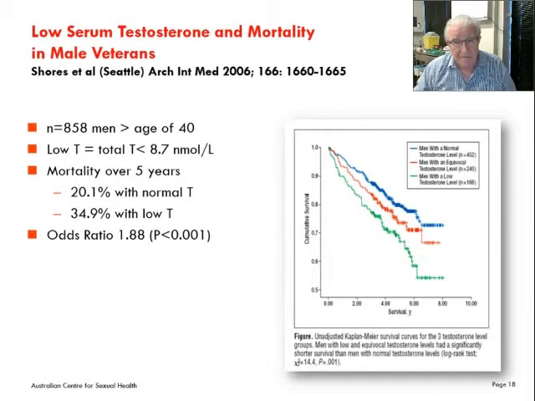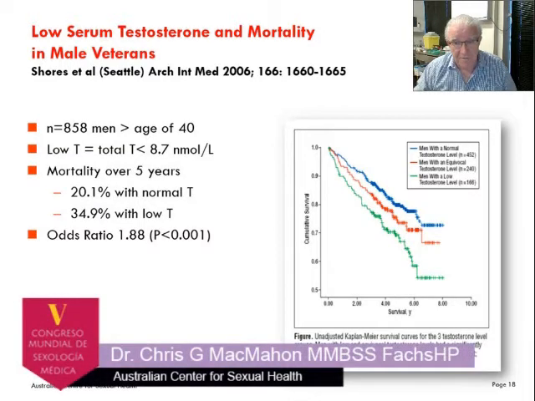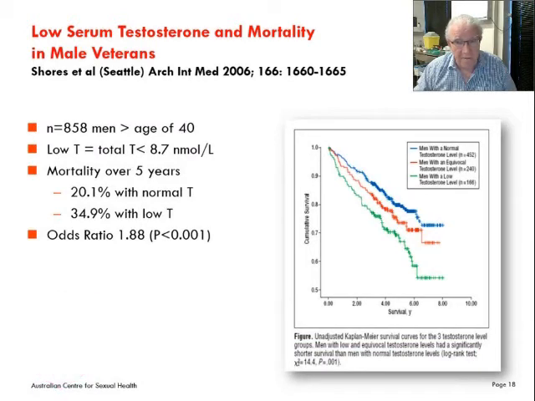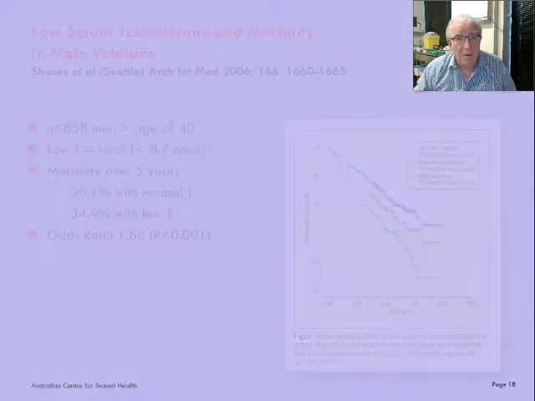The Shores male veteran study of 858 men demonstrated that low testosterone is associated with increased mortality. Mortality over 5 years was 20.1% for men with normal testosterone levels, but significantly higher at 34.9% for hypogonadal men. The odds ratio for mortality in hypogonadal men is 1.88, and the Kaplan-Meier curves on the right-hand side of the screen demonstrate the clear difference between these three populations of men.